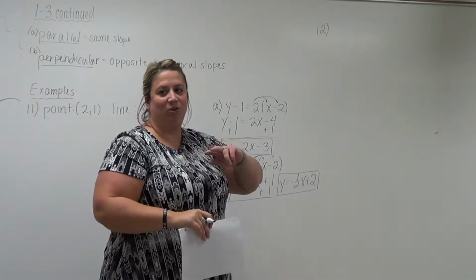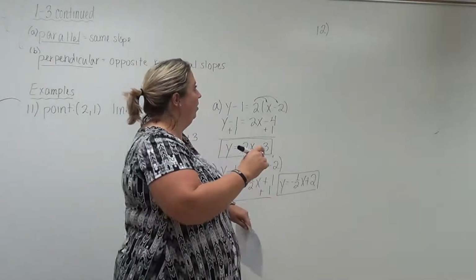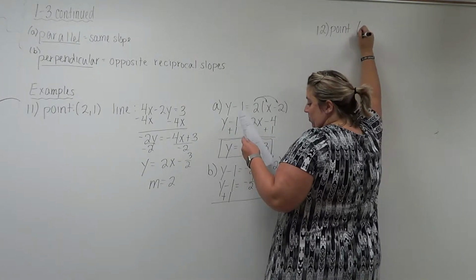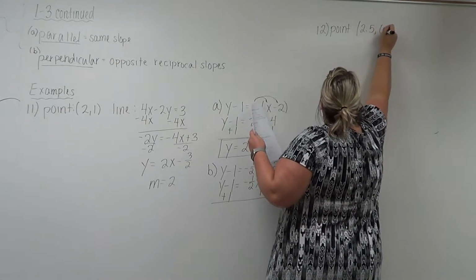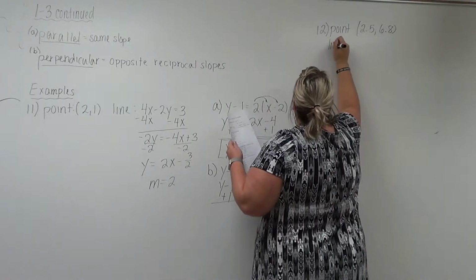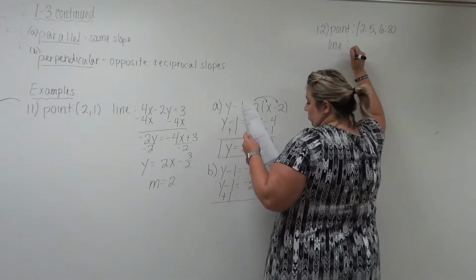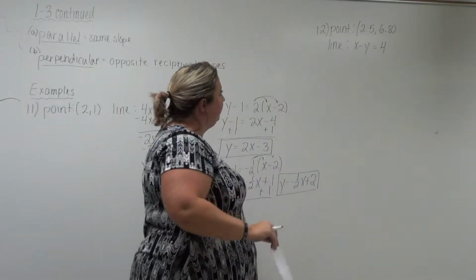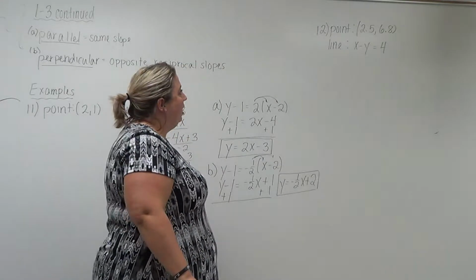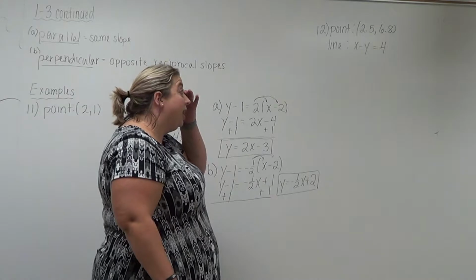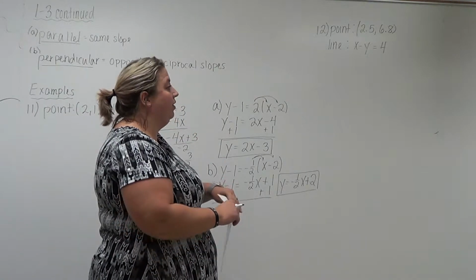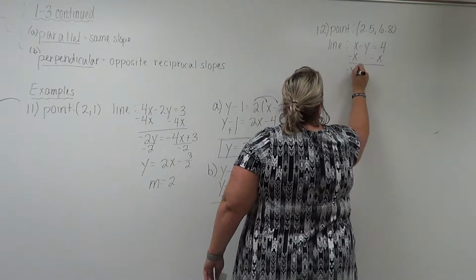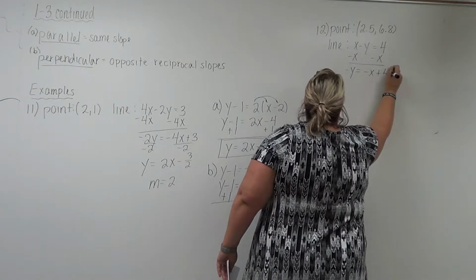Another regular one, and then we'll do the specialty ones, where you have an undefined slope and then a slope of 0. So the point for this one, we use 2.5, 6.8. And for the line, we'll use x minus y equals 4. So the first thing you have to do is find the slope of the line. So you're going to solve it for what variable? For y. So we would subtract x. So negative y equals negative x plus 4.